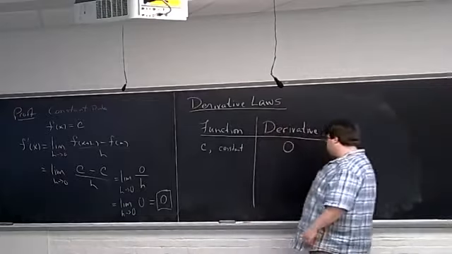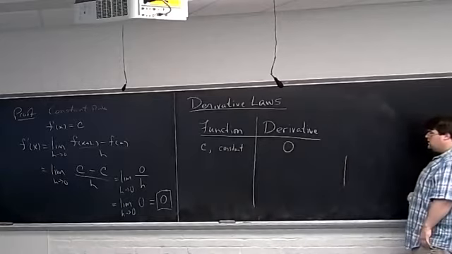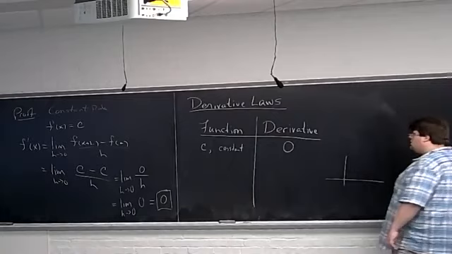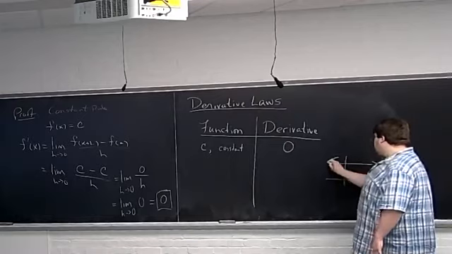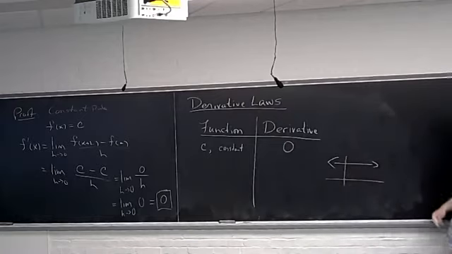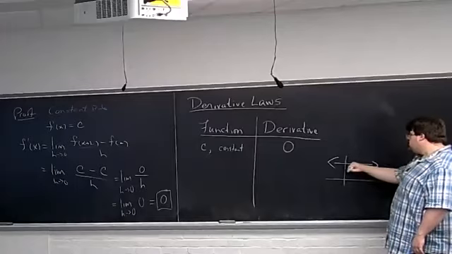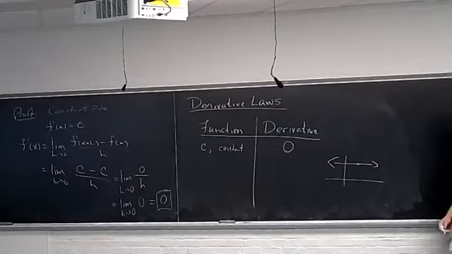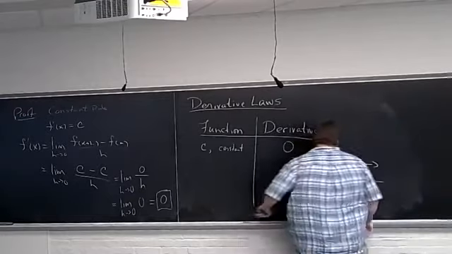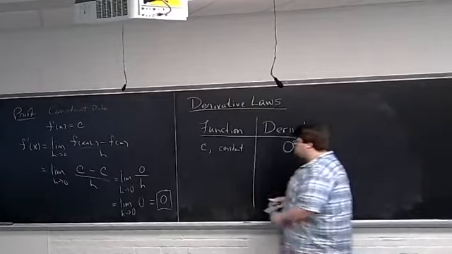Any questions about that computation? An alternative way of proving that is just by looking at a constant function, a horizontal line, and observing that the line tangent to it is the same horizontal line, and the slope of a horizontal line is always 0. So for this first rule, there is a geometric observation to make as well.